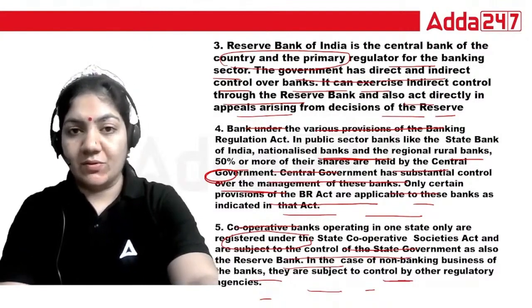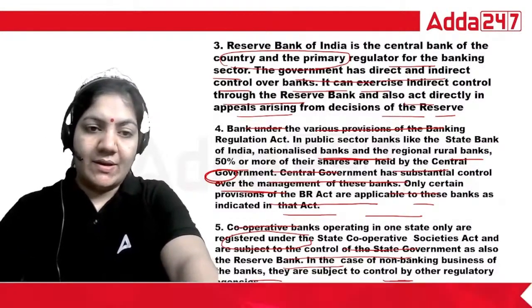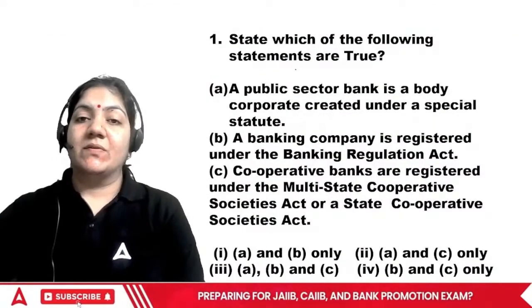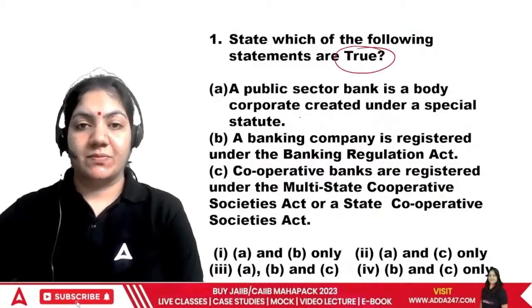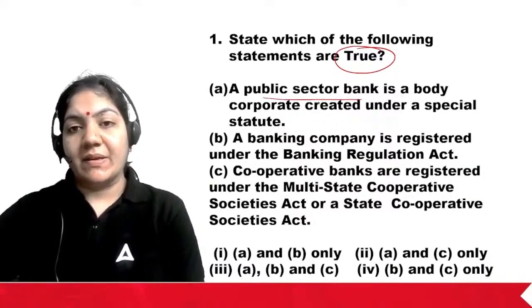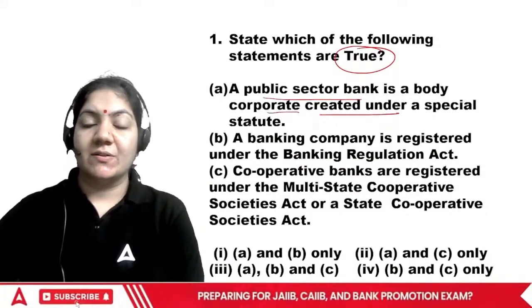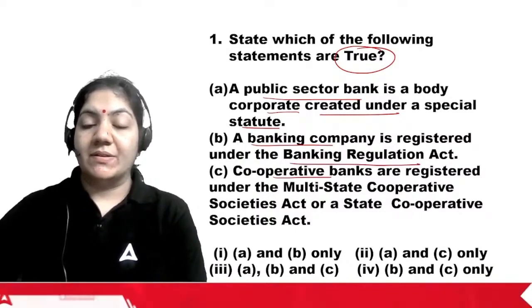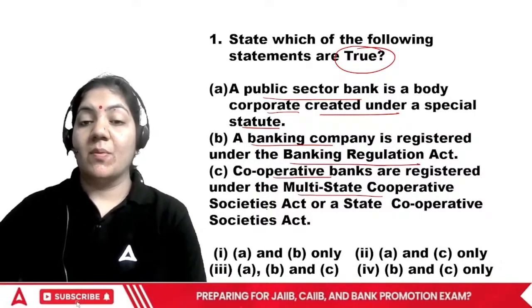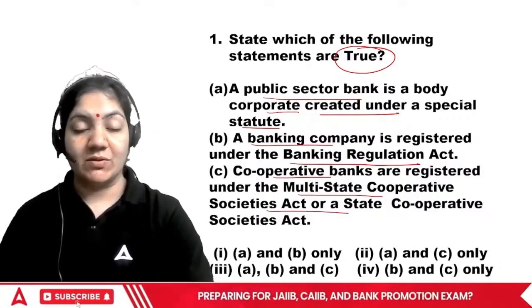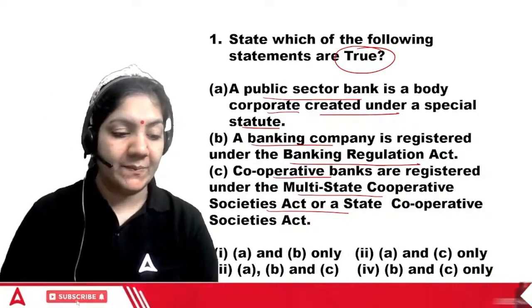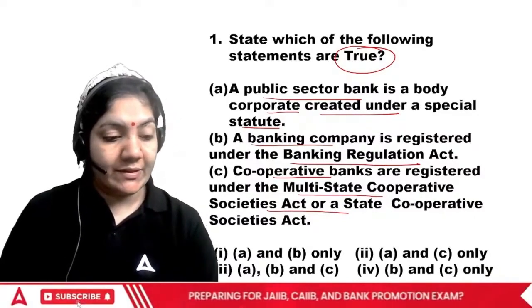Okay, now let's do the questions of this part. Right, the questions are important. Number one question on the screen. State which of the following statements is true. A public sector bank is a body corporate created under the Special Statute. The banking company is registered under the Banking Regulation Act. Cooperative banks are registered under the Multi-State Cooperative Society Act and the State Cooperative Society Act. So which of the following is the right answer, guys? Tell me.